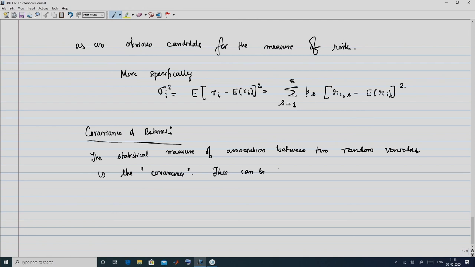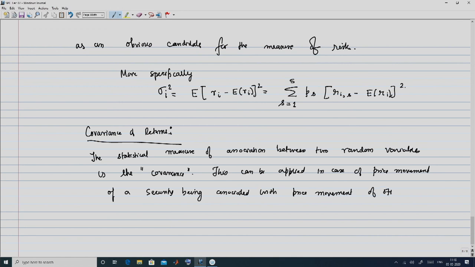This can be applied in case of price movement of a security being associated with price movement of other securities. So, accordingly, we consider two securities which we will identify as the ith and jth security.